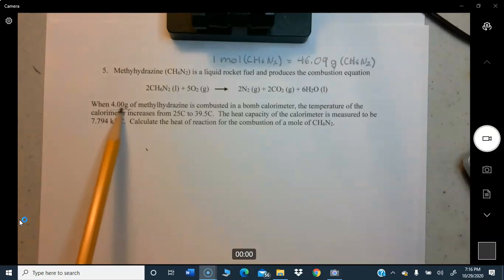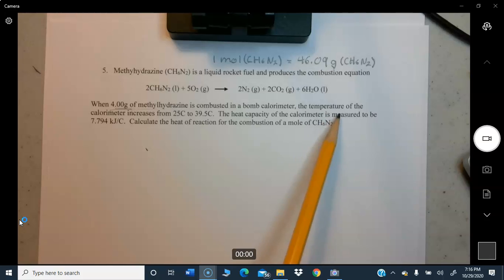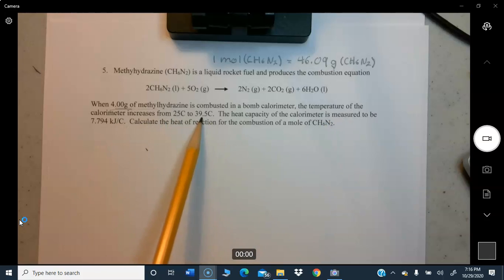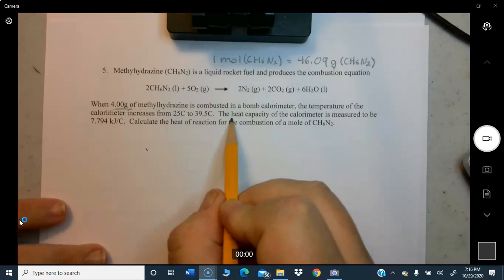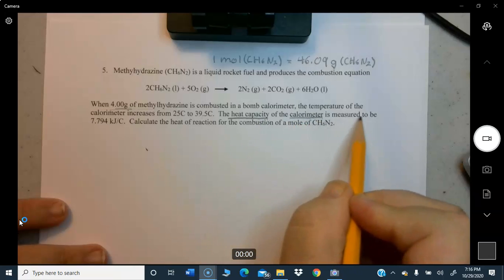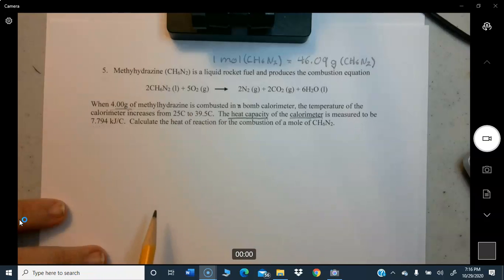So when 4 grams, that's important, of methylhydrazine is combusted in a bomb calorimeter, the temperature of the calorimeter increases from 25 degrees C to 39.5 degrees C. So that's a difference of 14.5 degrees centigrade, which is the same number of degrees it would be in Kelvin, 14.5. So we don't need to make any change into Kelvin for this. Okay, the heat capacity, that's key, of the calorimeter is measured to be 7.794 kilojoules per degree centigrade.